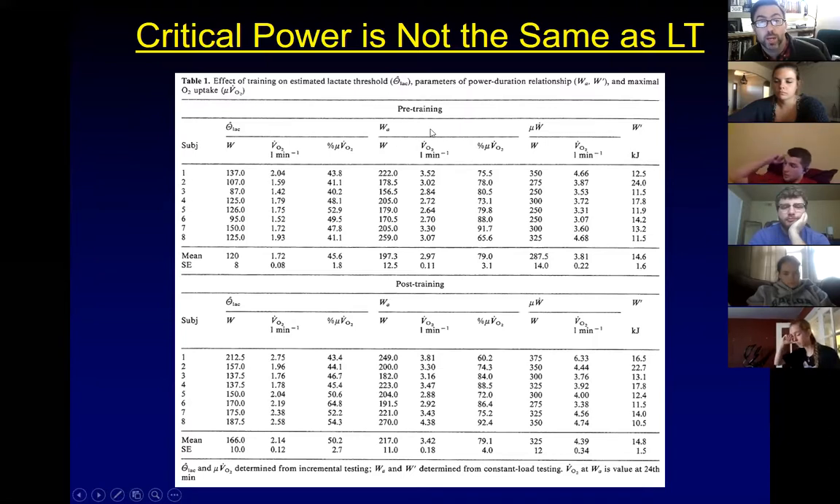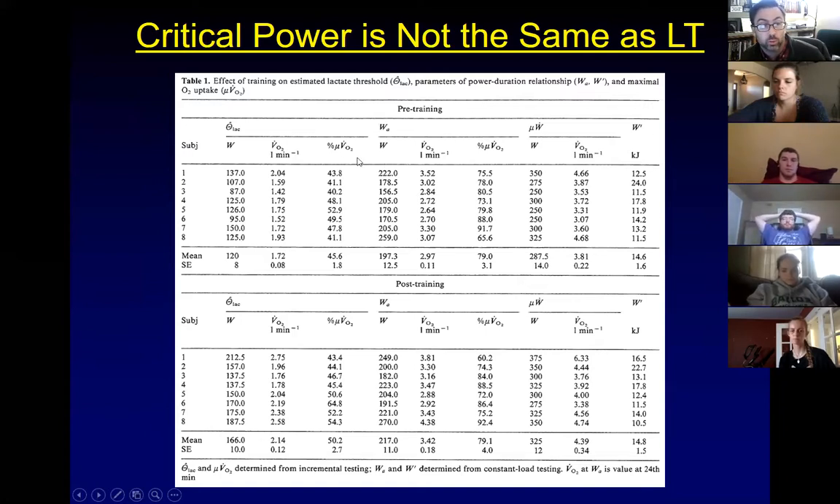And then these are going to be the parameters of the power relationship, or the critical power. And so this is basically max power. This is what they're thinking of as critical power. And then W prime, we'll talk about W prime here in just a second. But this is some anaerobic work that can be done above critical power.